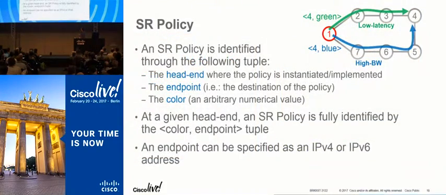This is an example of two policies at the head end 1, and these two policies are going to the same endpoint, to the same BGP next hop. So they are both to 4, but with a different color. And here you will make your choice. I decided the color green means low latency, and blue means high bandwidth. And so now I know that 1 to 4 green is the low latency path to go to 4, and 4 blue is the high bandwidth path to go to 4. And so I have a binding SID for this one, and I have another binding SID for this one.